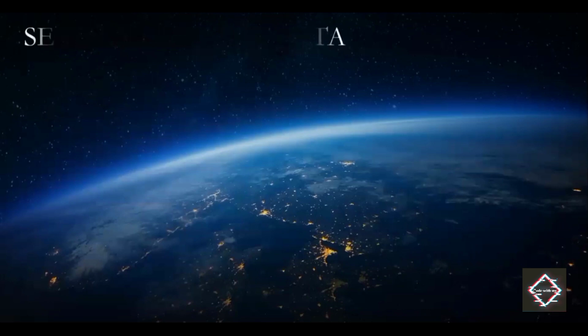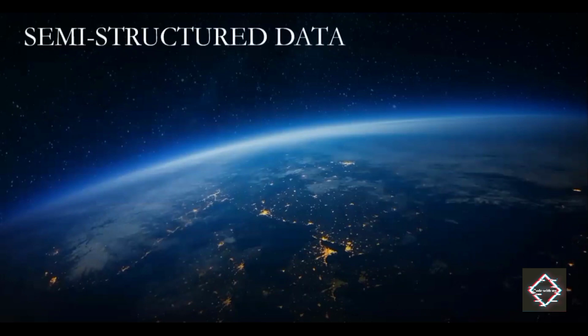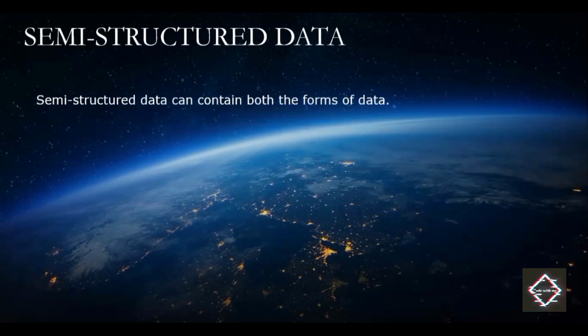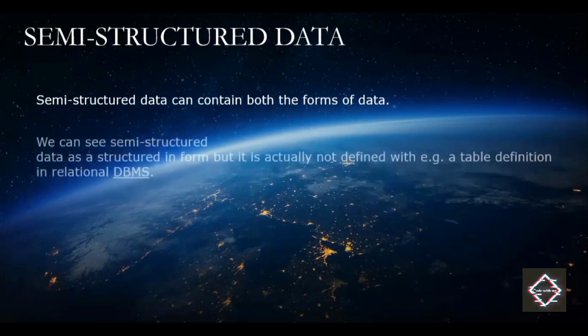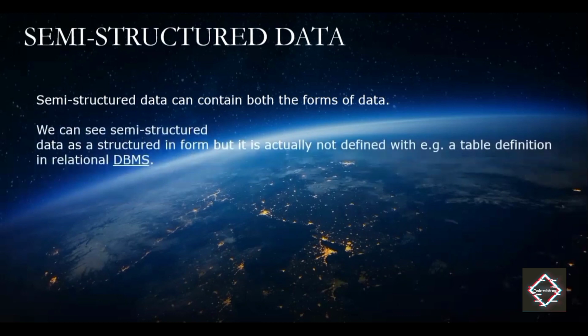Okay, so next, speaking about semi-structured data. Semi-structured data contains both forms of data. We can see semi-structured data as structured in form, but it's actually not defined. For example, a table definition in a relational database management system. Friends, assume in relational database management, you can come across primary keys and foreign keys. Those types can be called semi-structured data.